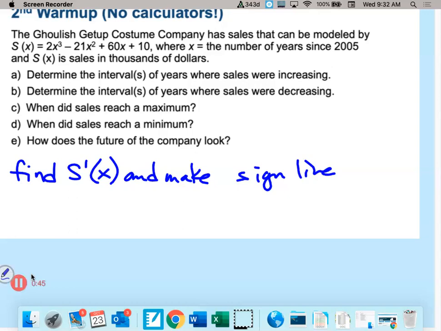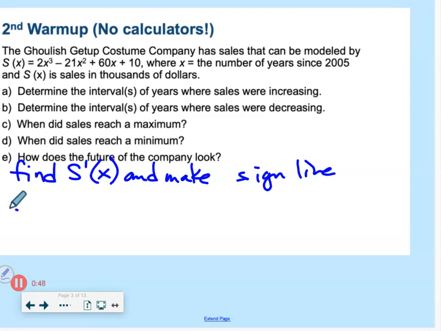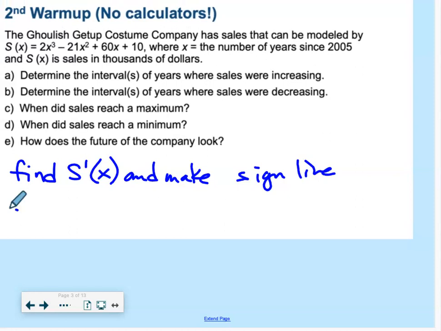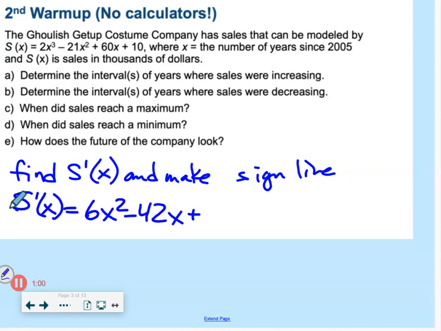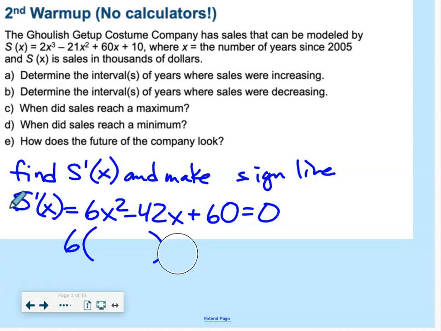So let's go and find S prime very quick. Okay, so S prime. So we get 6x squared minus 42x plus 60. What are we going to do with this? Factor. Set it equal to 0 and factor, right? So set it equal to 0. First I'm going to factor out a 6. You can divide by 6 or factor it out, as long as the 6 is positive. I'm going to just pull out the 6 first. All right, so we have 6 times x squared minus 7x plus 10.